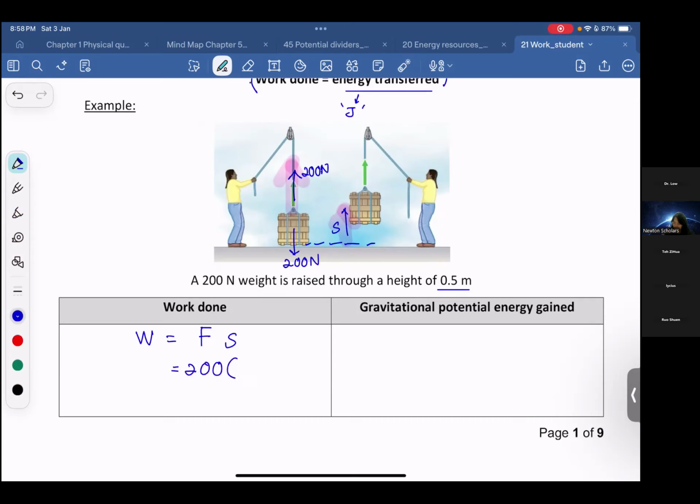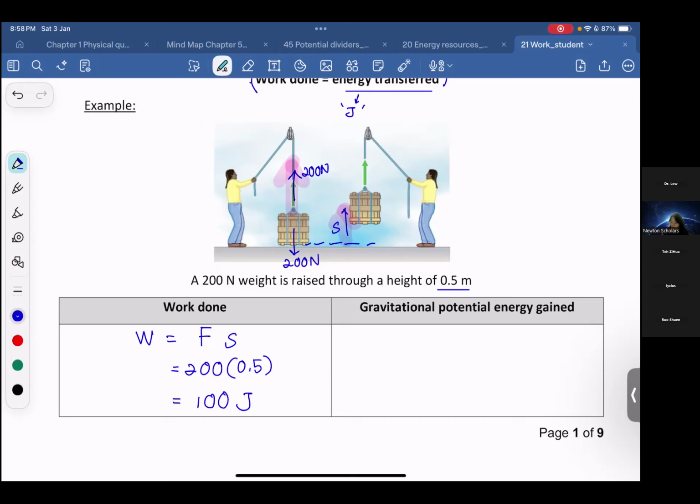The distance that we need to move it up is 0.5. So here the answer should be 100 joule or 100 Newton meter. Okay, so this is how we calculate it using the work done.